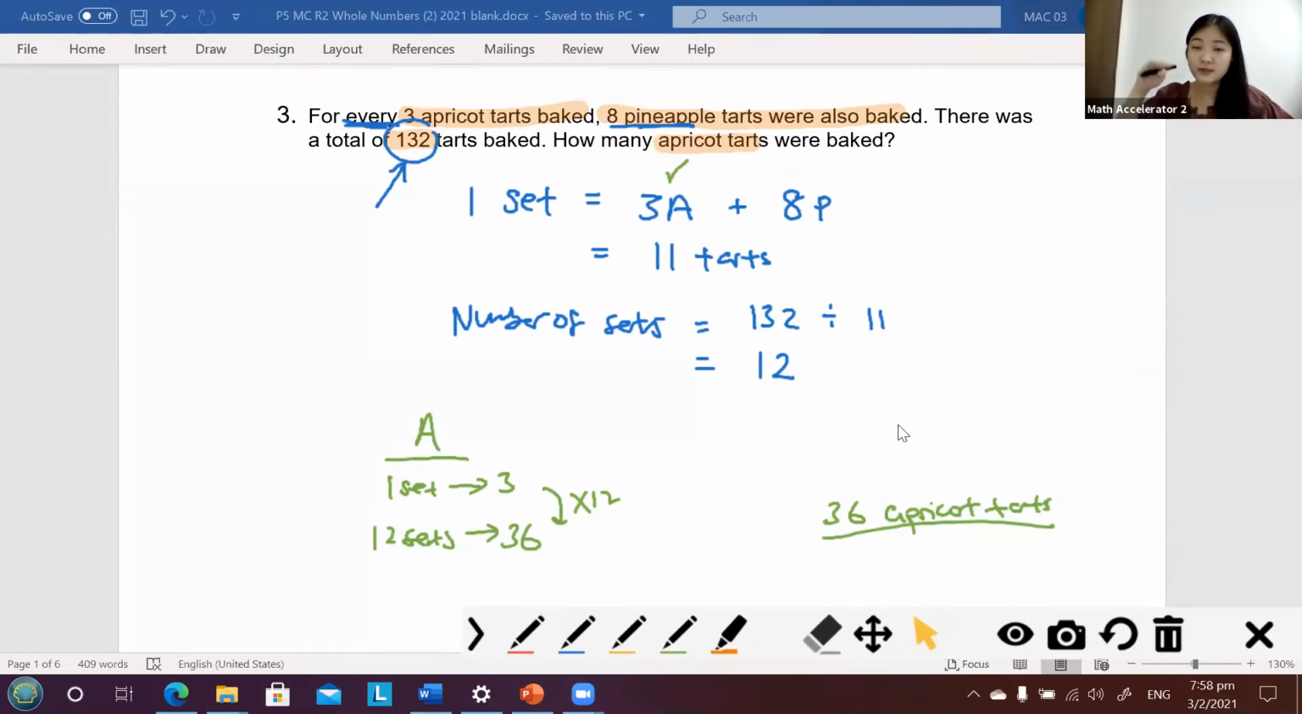So follow step by step, right? Find the number of items first, the value, find the number of sets, and then you can solve for your answer already, depending on the question.